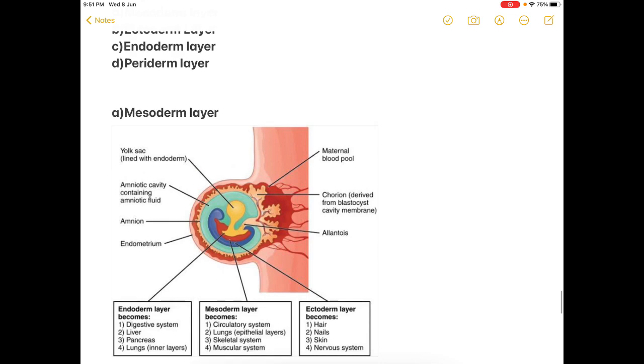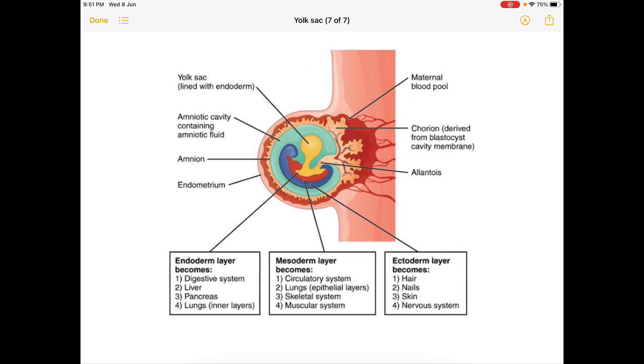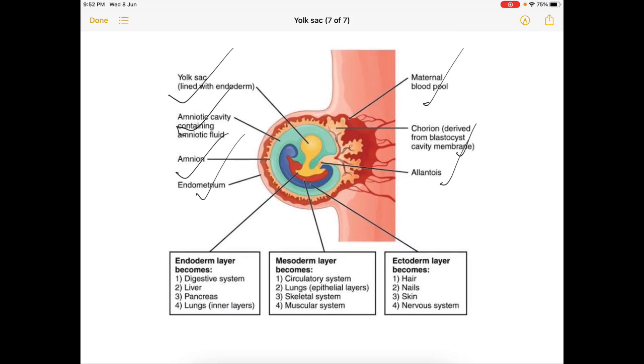We'll be discussing in brief about this germinal layer. This is the germinal layer. As you can see, there is a yolk sac, an amniotic cavity containing amniotic fluid, amnion, endometrium. This is the maternal side, maternal blood pool, chorion, allantois. The endoderm layer is converted into the digestive system, liver, pancreas and lungs. Lungs only the inner layer, kindly note that.